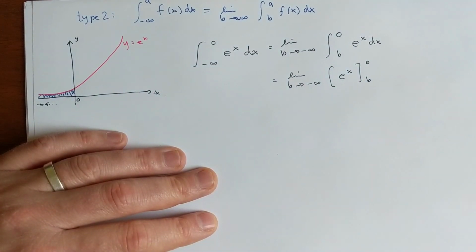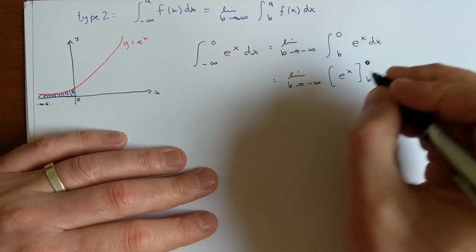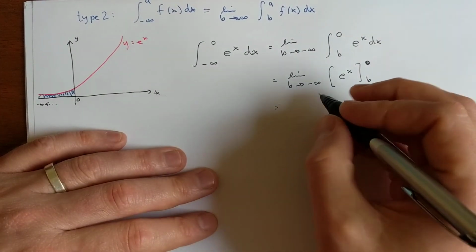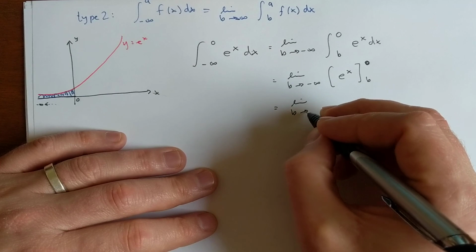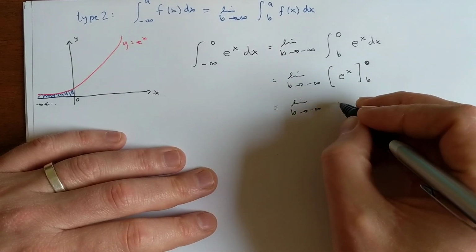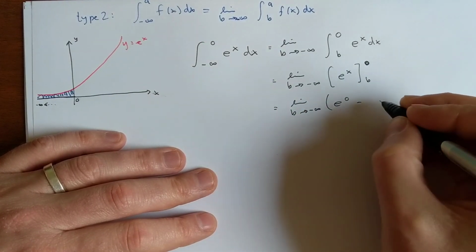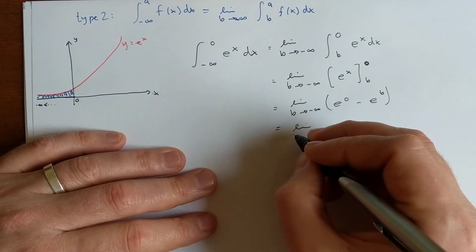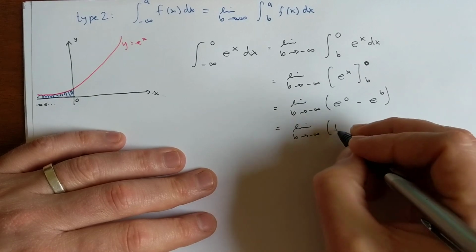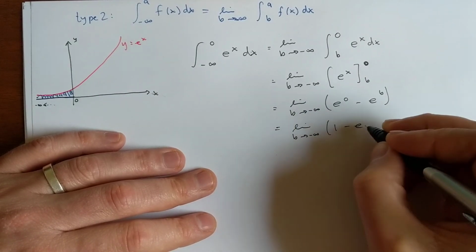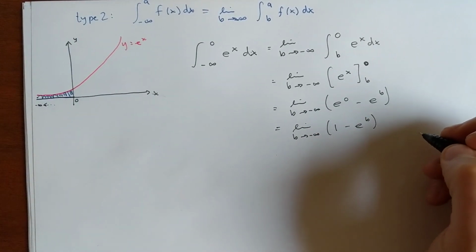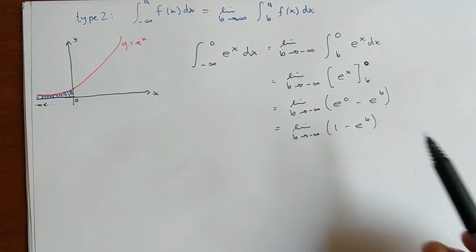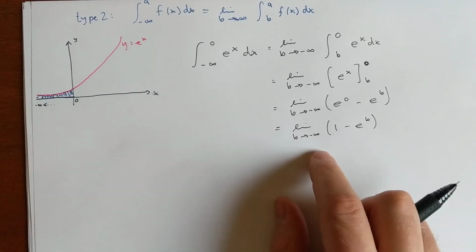So we get something like this, right? And we can plug these in. So we get e to the 0 minus e to the b. And we can simplify e to the 0. So let's say what that is. It's just the number 1 and then e to the b. Okay, so we're taking the limit with respect to b. So the 1 is a constant, doesn't change at all.